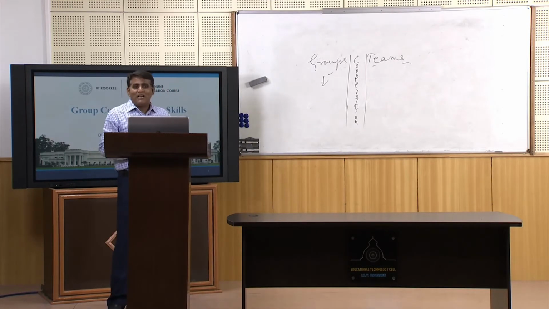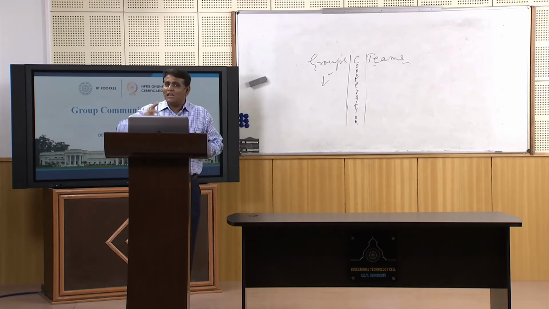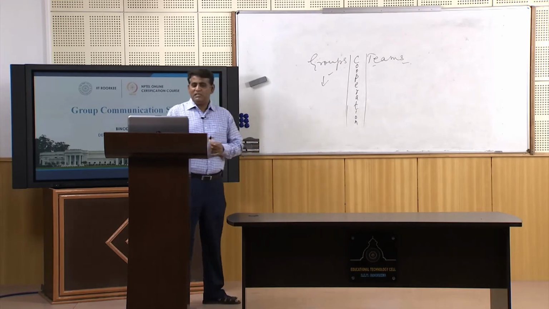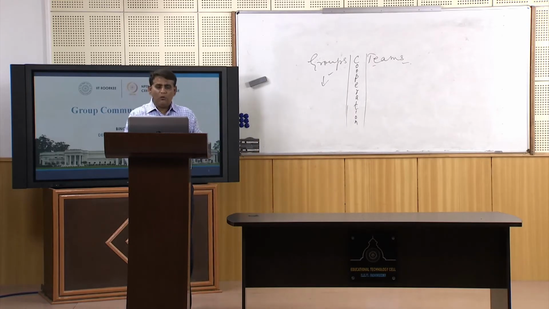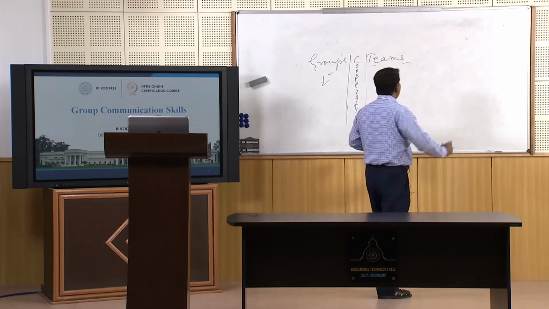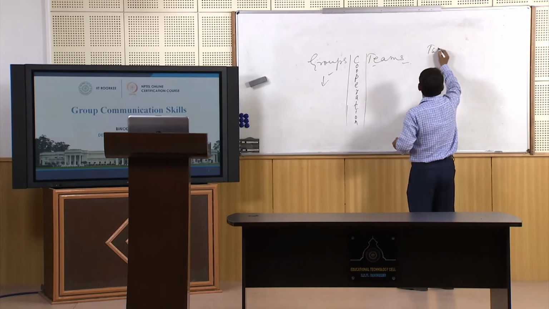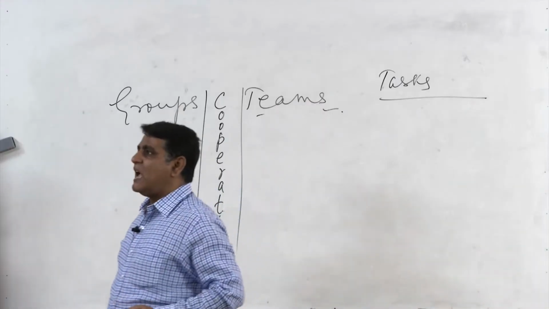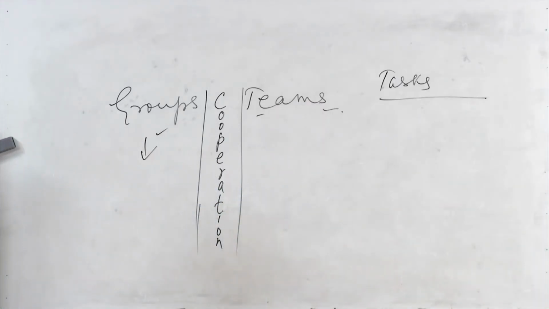So, in a nutshell, all you need to understand is that the success of any event, any work, depends upon the collective effort, the cooperative attitude of the team members. Now, when you are a group or when you are a team, you have to perform certain tasks. And since I am calling it group communications, so what are these tasks?